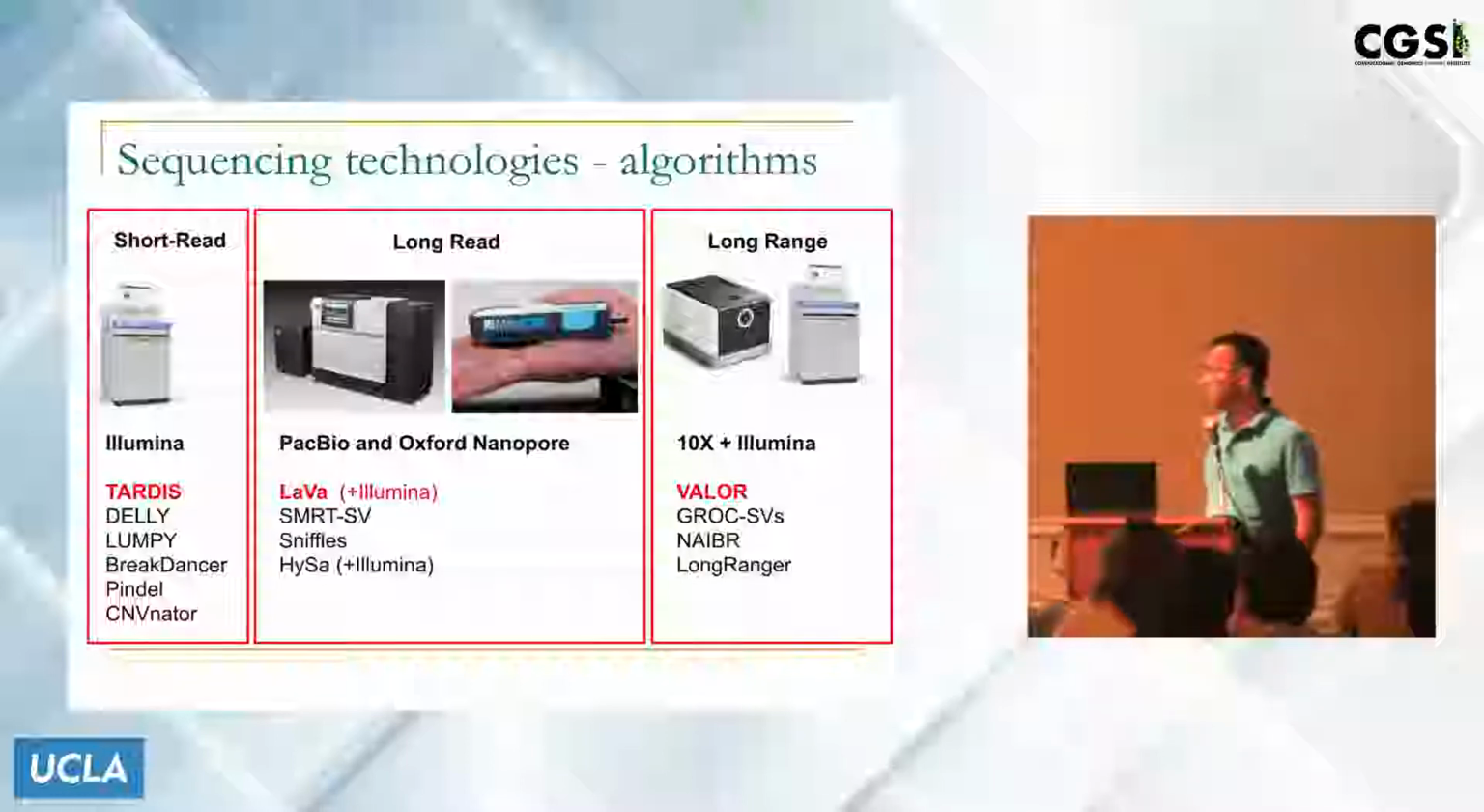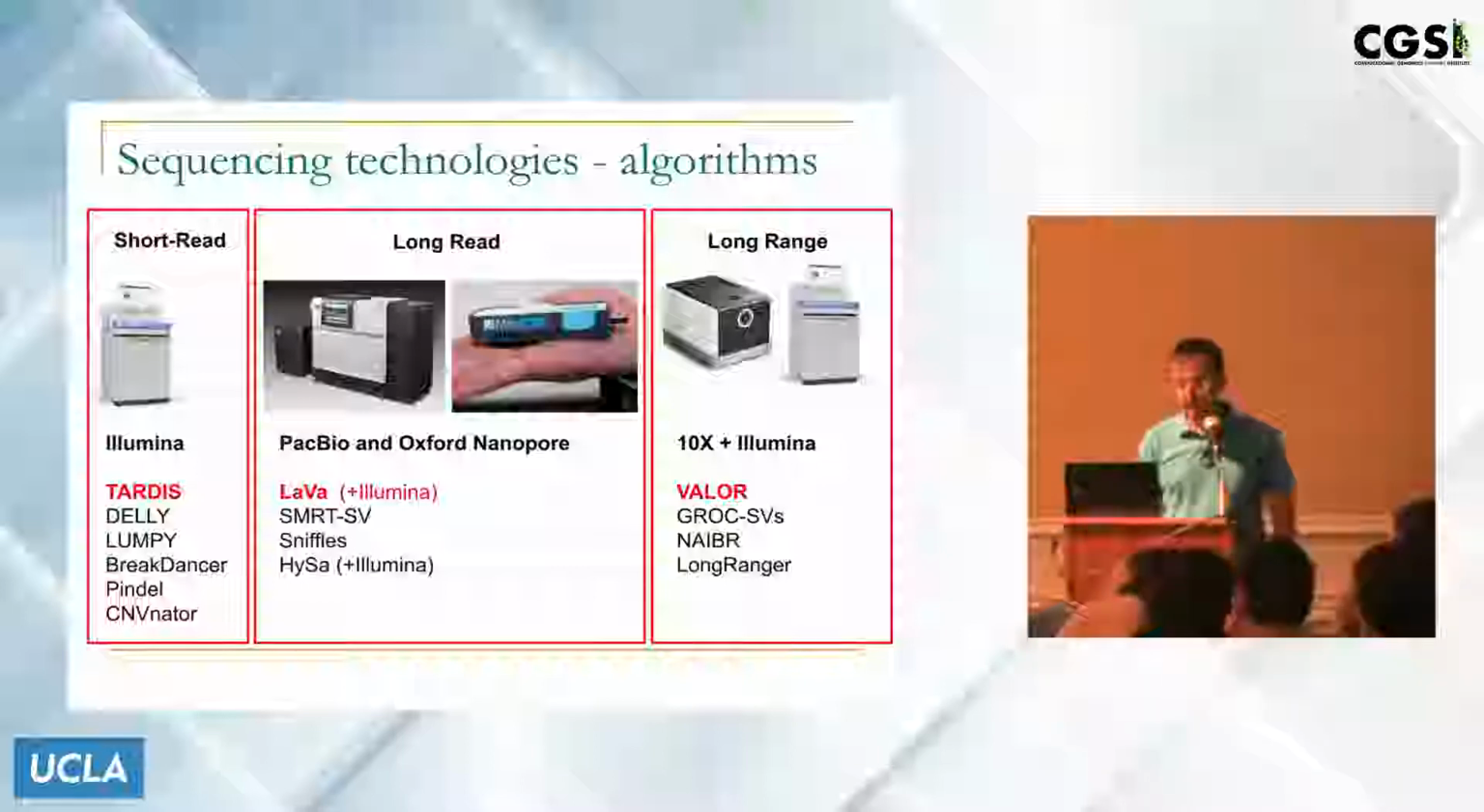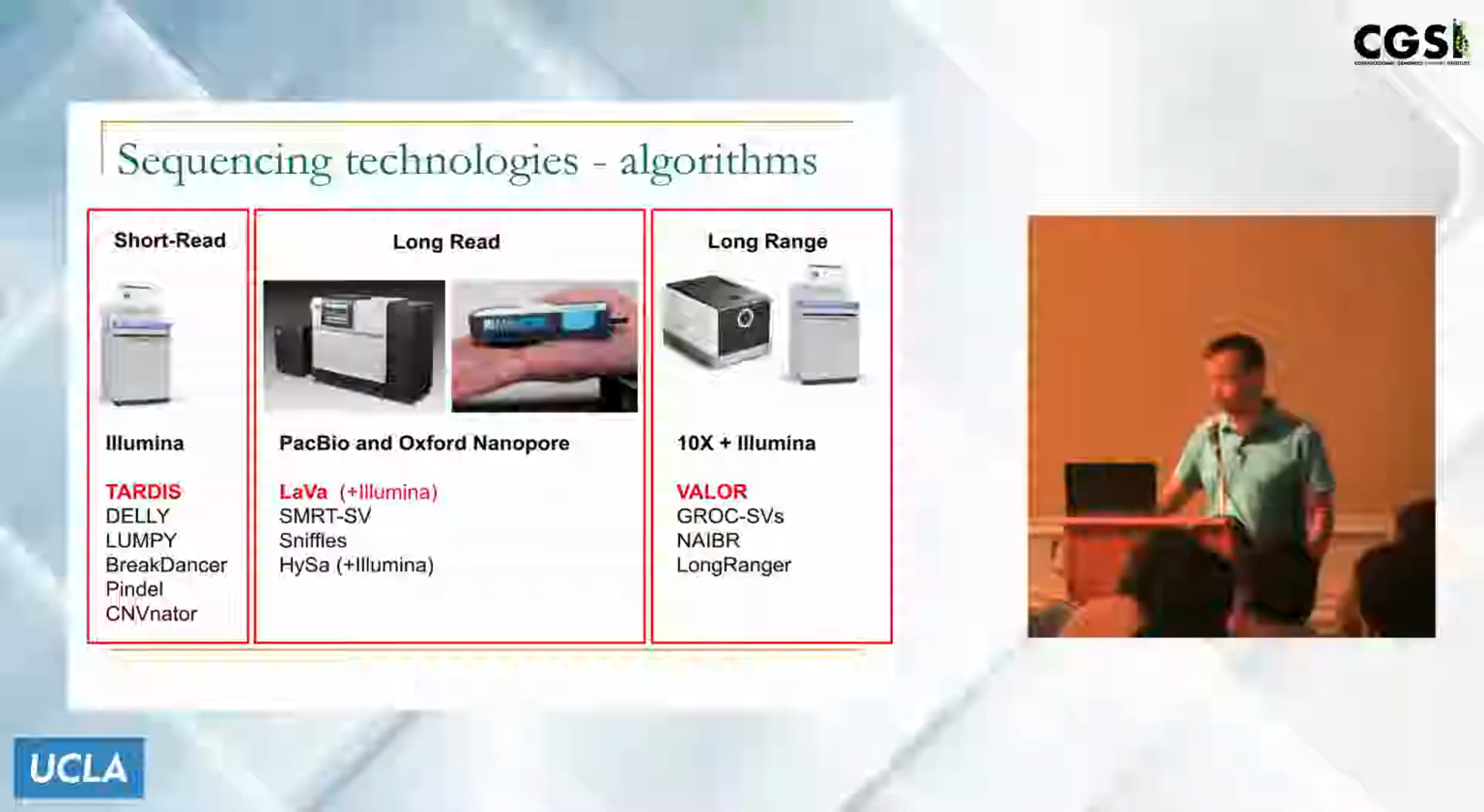So these are some of the examples for Illumina. We have TARDIS, DELLY, LUMPY, BreakDancer, Pindel. For long reads, we have LAVA, SMART-SV, Sniffles, and HISEA. And LAVA and HISEA actually use both Illumina and PacBio together. And for long range, we have VALOR, GROC-SVs, NAIBR, Long Ranger. So the ones written in red are developed by my group in collaboration with others, and obviously they are the best because they are written in red.